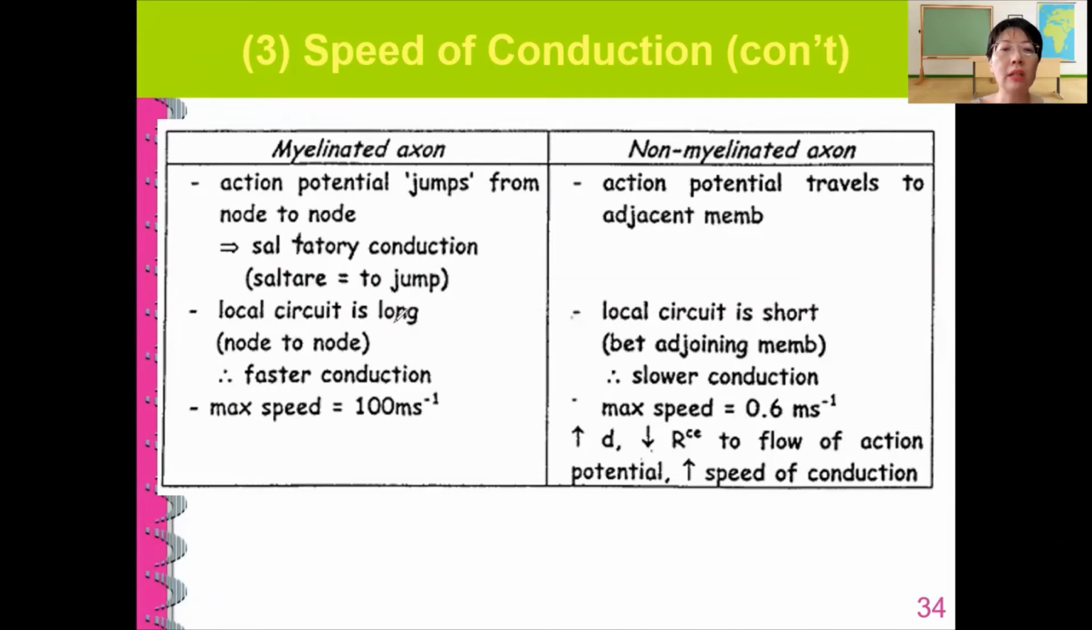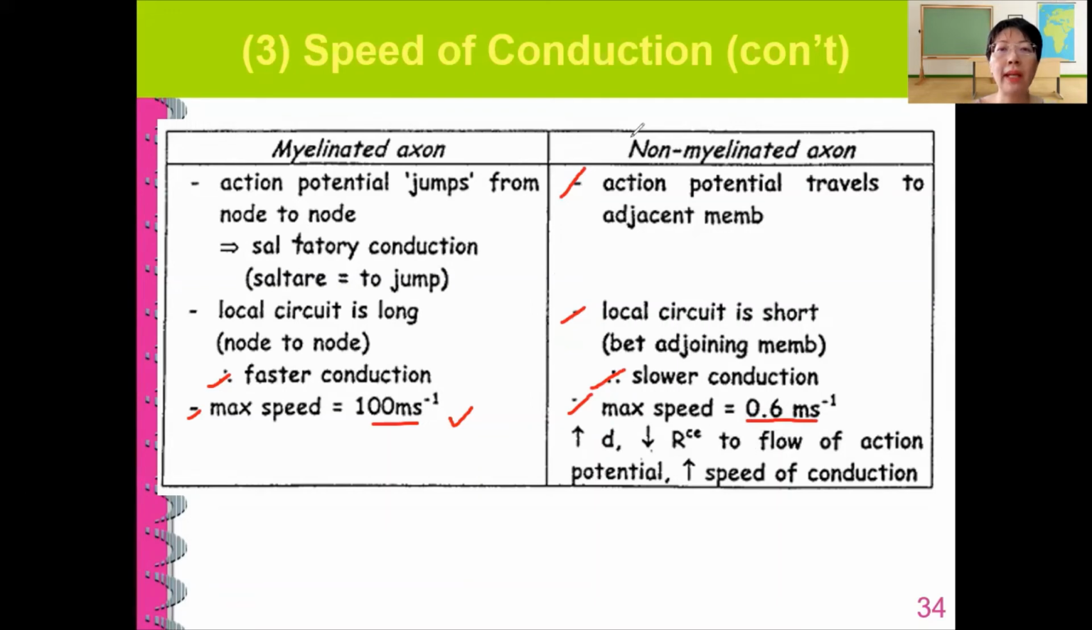So the local circuit is long. It's from one node of Ranvier to the next, okay? So that gives faster conduction. Maximum speed is 100 meters per second. You write this in exam, you get 1 mark if you memorize it, okay? Non-myelinated axon, action potential travels to adjacent membrane only, so the local circuit is very short. So between one point to the next point along the membrane. So therefore, there is slower conduction. Maximum speed is only 0.6 meters per second.